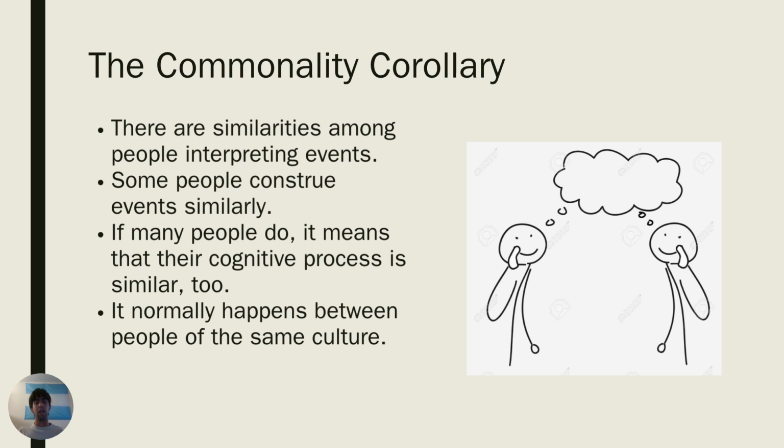Corollary. We know that people perceive events differently, but sometimes with some people we do perceive it similarly. So this corollary says that if many people perceive the event in a similar way, it means that their cognitive processes are similar too, and this happens a lot with people of the same culture, because they've been taught and they've been learning the same thing since they grew up.